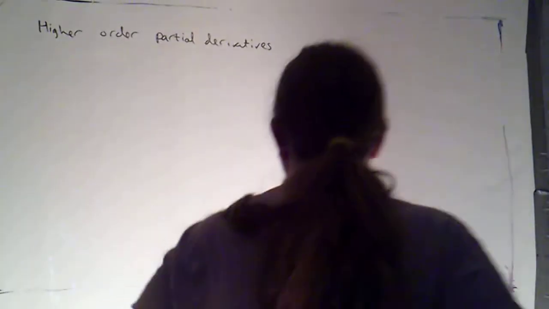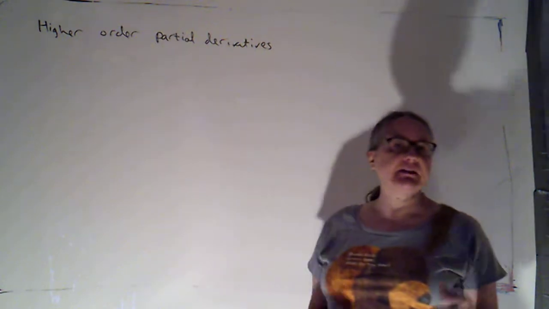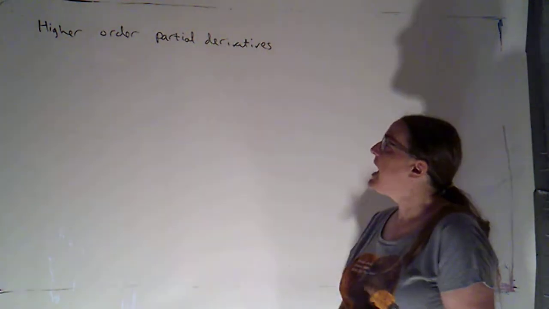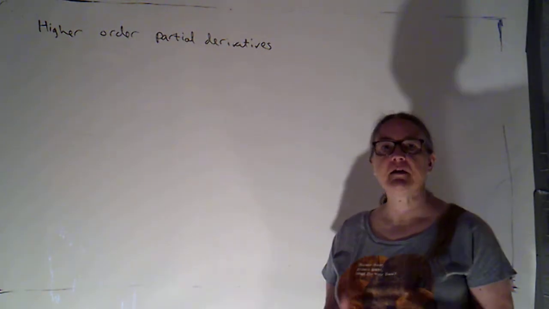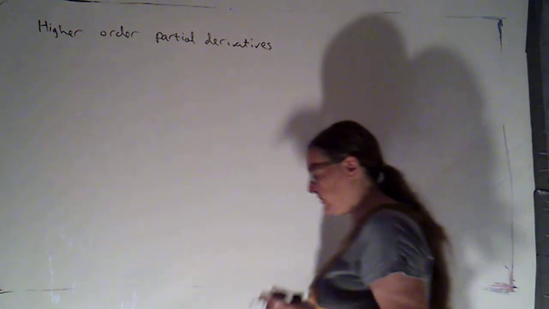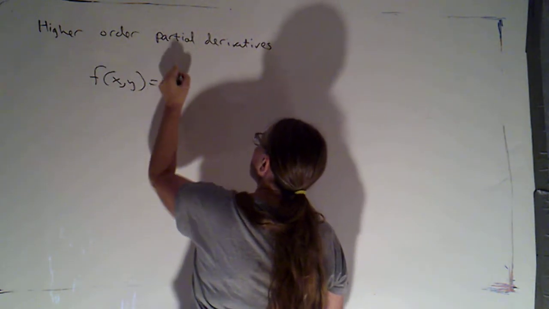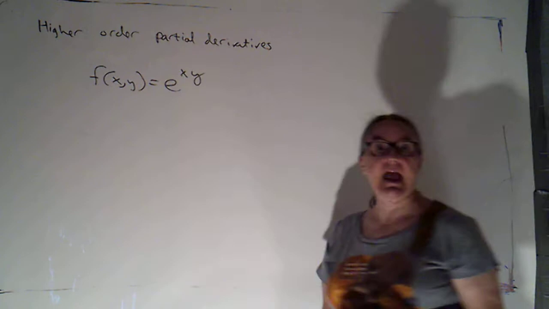With functions of one variable, we can take second and third derivatives, basically higher order derivatives. And we can do the same thing with functions of more than one variable. Let's just suppose I have f of x y equals e to the xy.